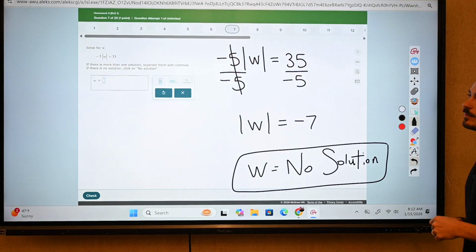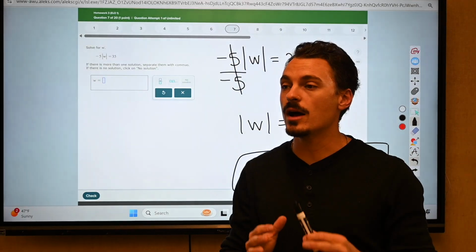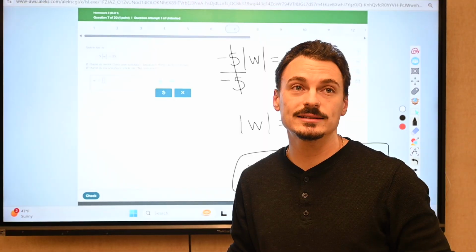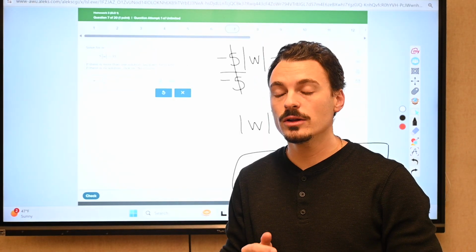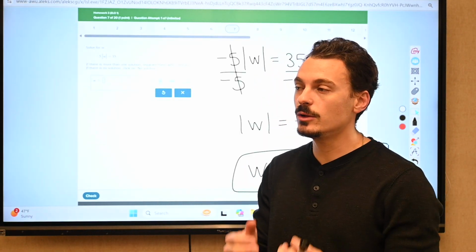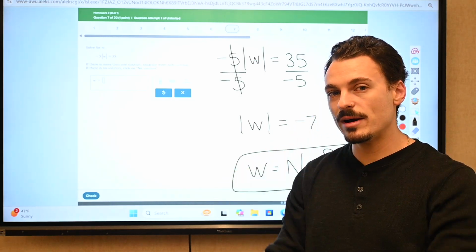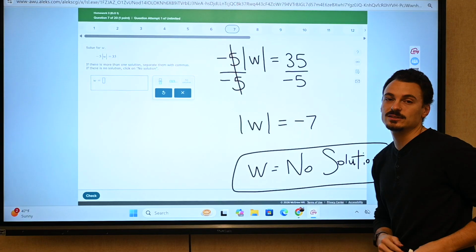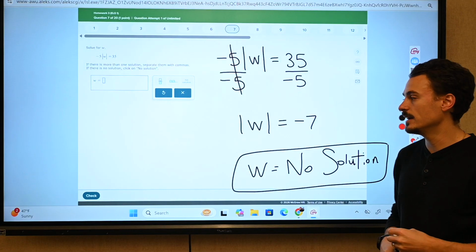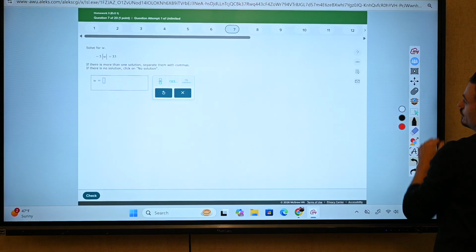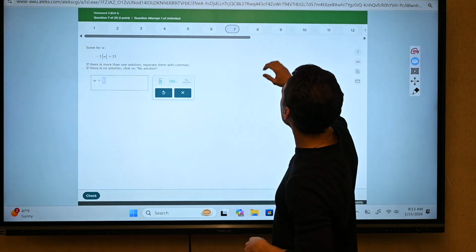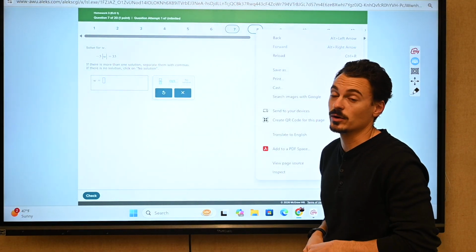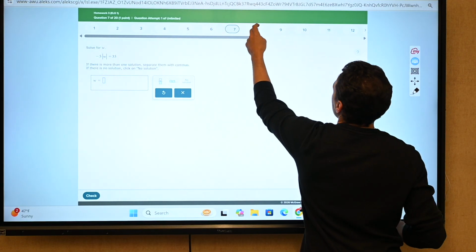Guys, you cannot guess on these questions and guess that it's no solution. It will never work. Do not guess on absolute value questions. You have to ask yourself, how far away am I from 0? The only time it's no solution is when it's a negative distance away from 0, because there's no such thing as negative distance. A lot of people try to guess on these questions. It just doesn't work.